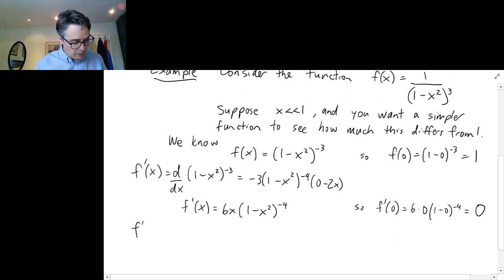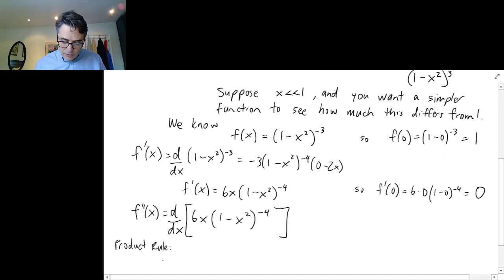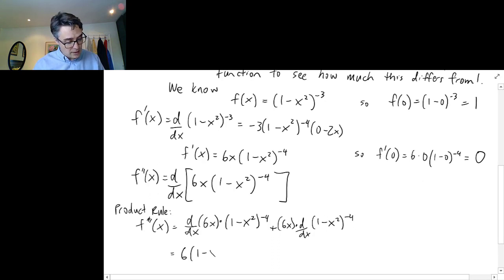Now, let's do the second derivative. Second derivative will be the derivative of this function f prime of x. Now, you have two things, so we're going to use the product rule. The way you do the derivative of a product is f double prime of x is equal to d by dx of the first thing times the second thing plus the first thing times d by dx of the second thing. Okay, so d by dx of 6x is just 6 times the first thing, (1 minus x squared) to the minus 4.